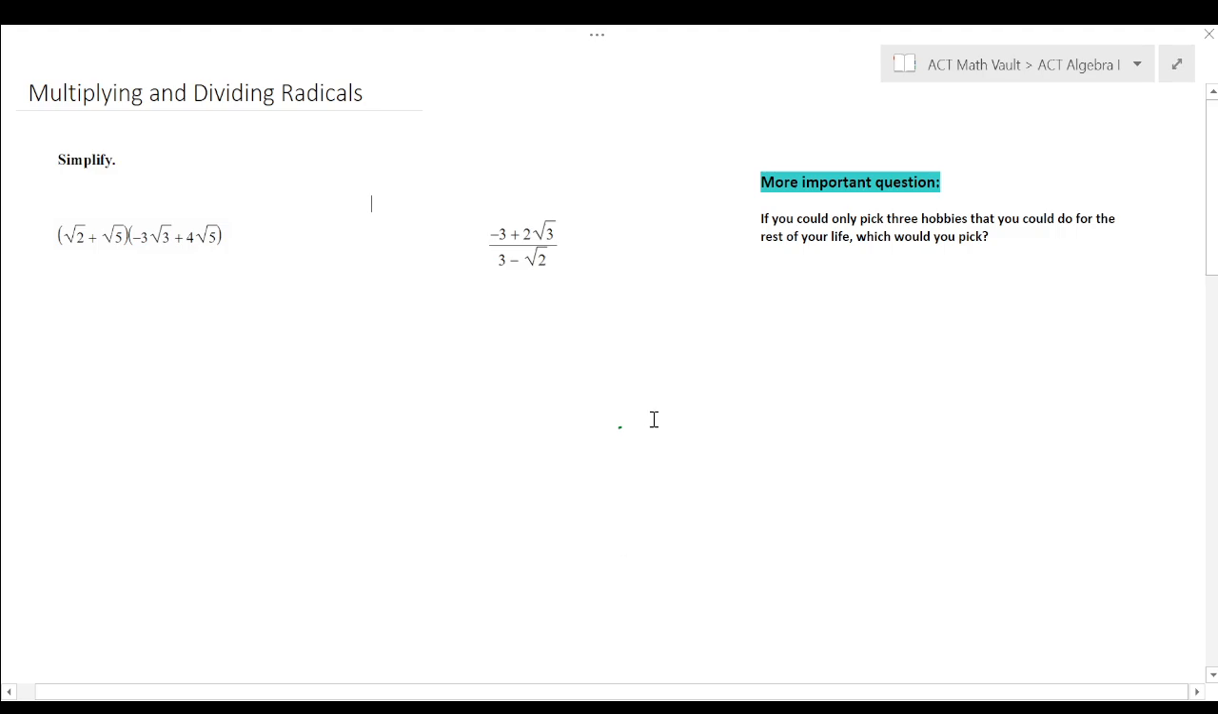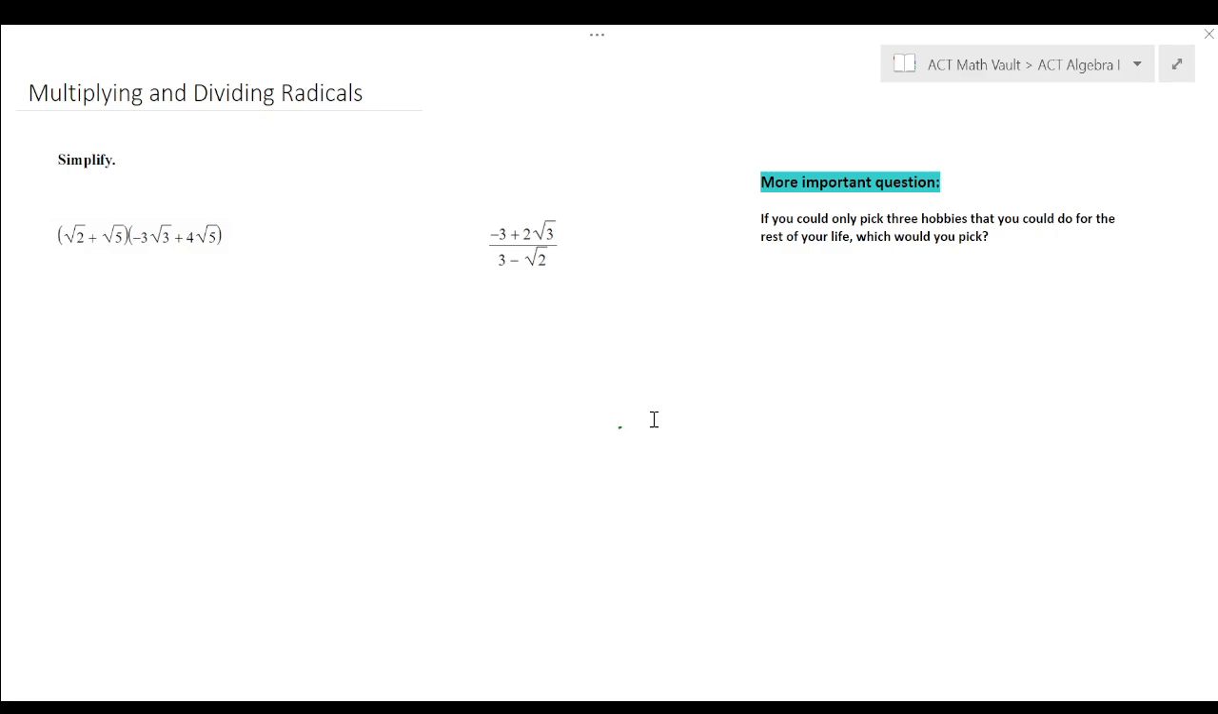Here are the two problems that we'll do, and to make sure we don't take ourselves too seriously, here's the fun question for the day. If you could only pick 3 hobbies that you could do for the rest of your life, which would you pick?